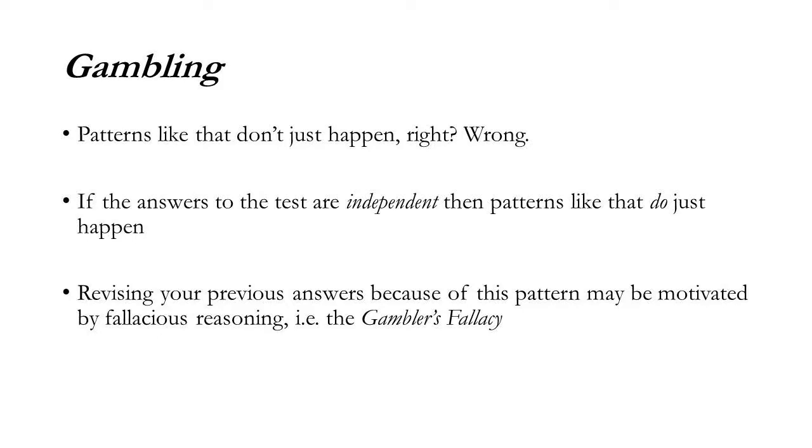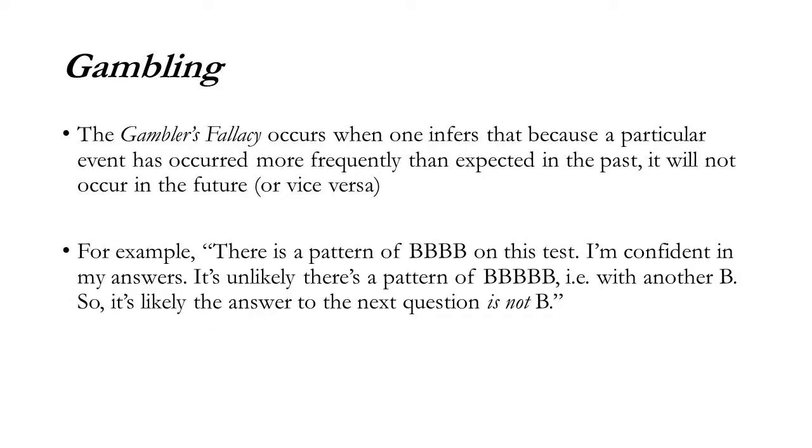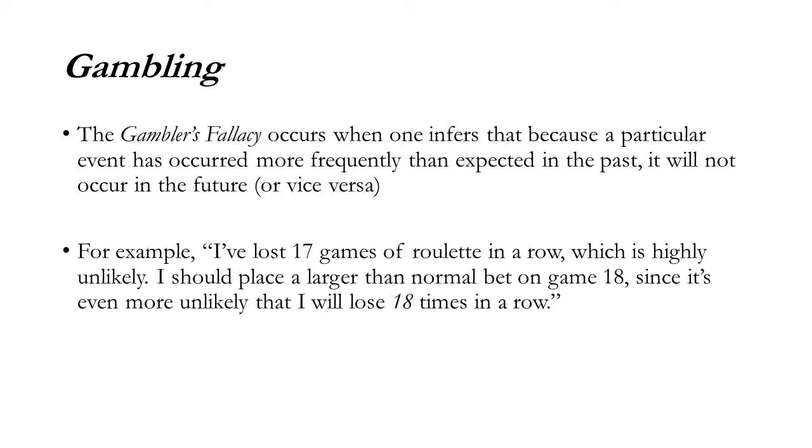We call it the gambler's fallacy. The gambler's fallacy occurs when one infers that because a particular event has occurred more frequently than expected in the past, it will not occur in the future, or vice versa. For example, there's a pattern of BBBB on the test. I'm confident in my answers. It's unlikely there's a pattern of BBBBB with another B, so it's likely the answer to the next question is not B, right? That's fallacious reasoning if we assume that the answers are independent.